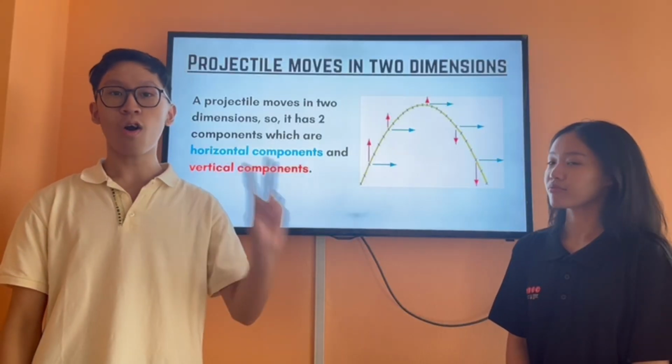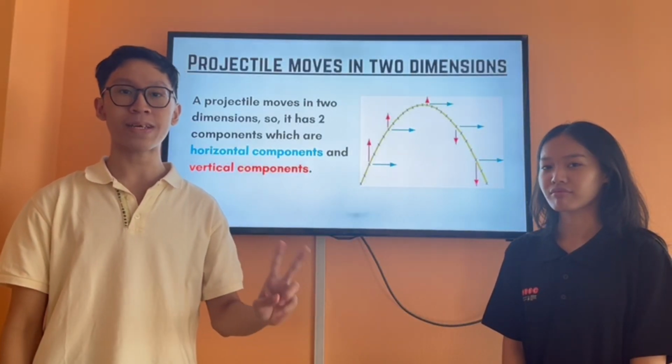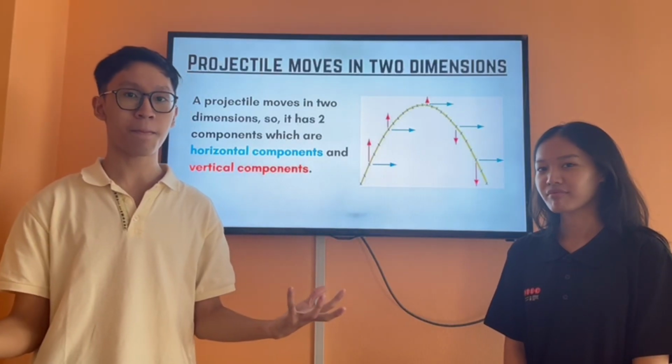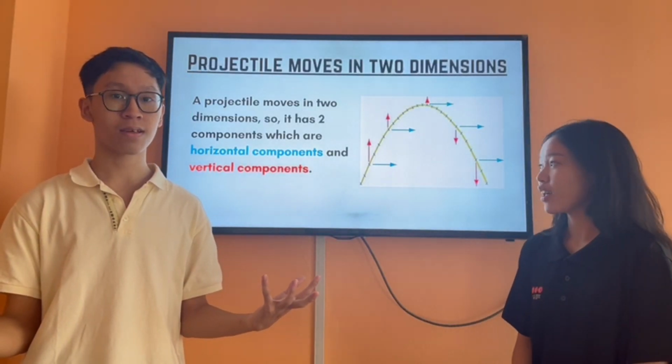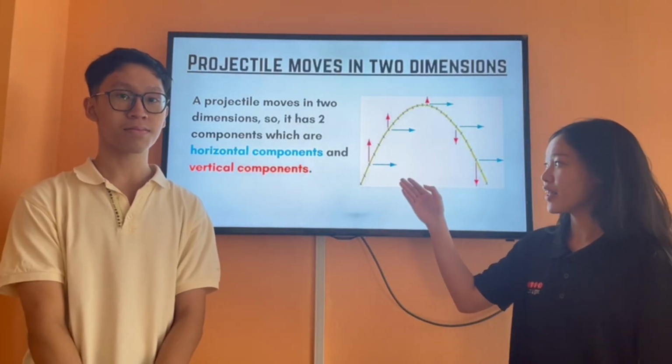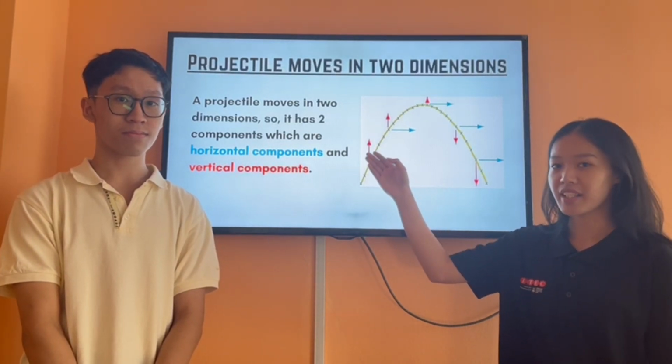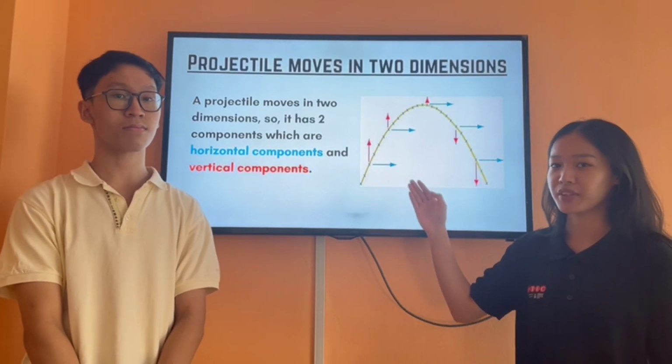A projectile is always in two dimensions, which means it can split into the horizontal component and vertical component. And here's the important part. Both these components are independent of each other, which means whatever happens horizontally doesn't affect what happens vertically.